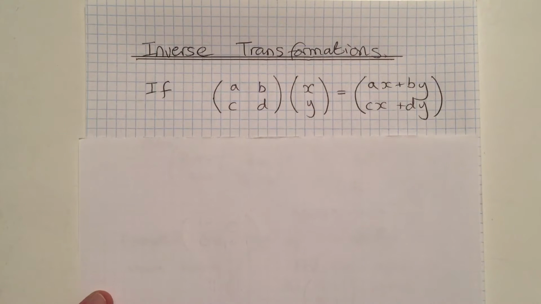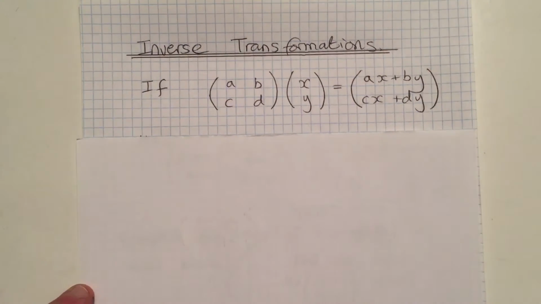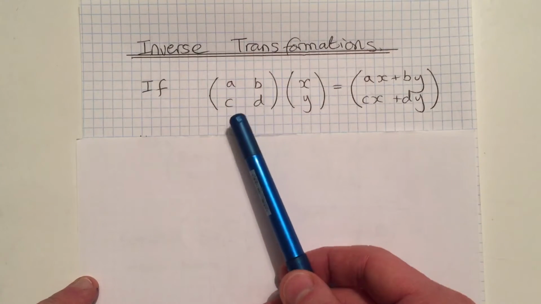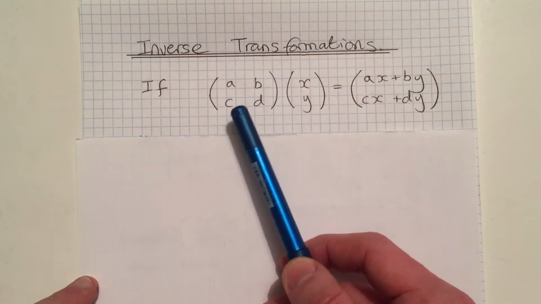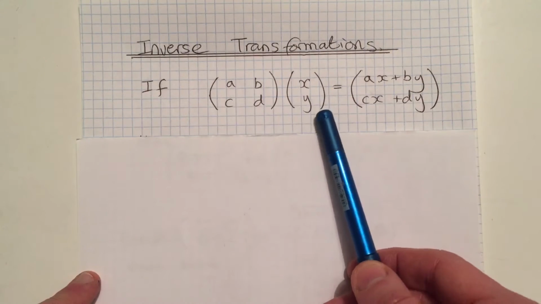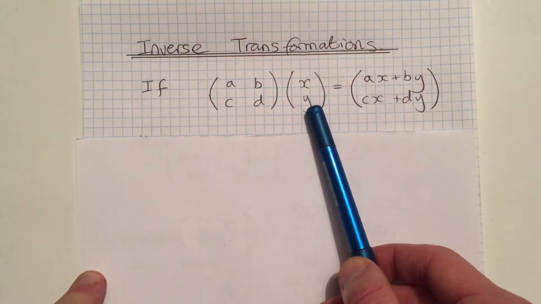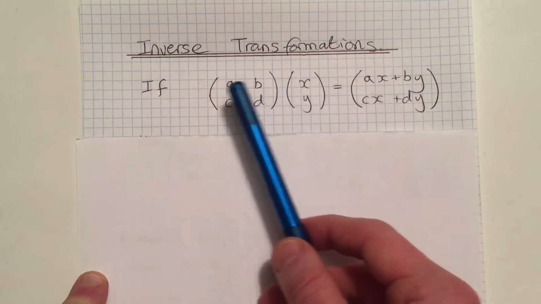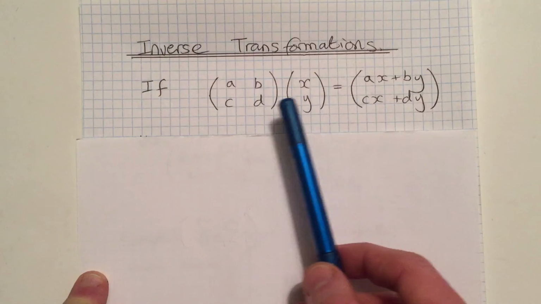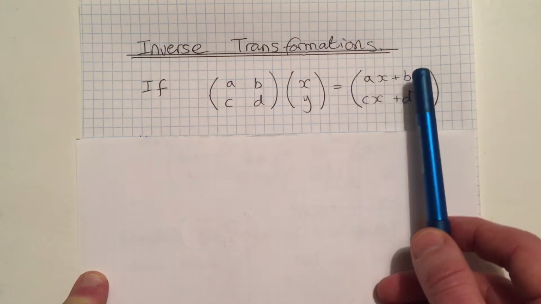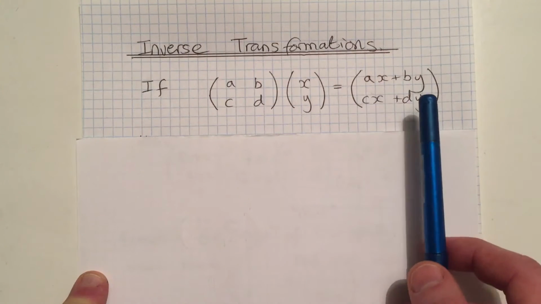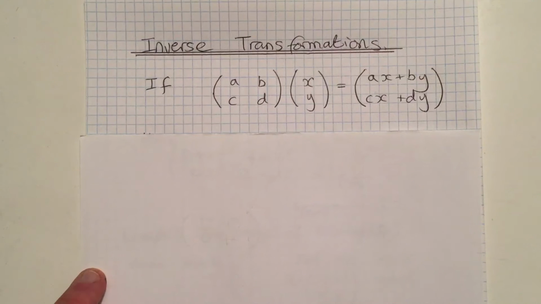So we've seen previously how we can represent all linear transformations in 2 dimensions using this 2 by 2 matrix A, B, C, D. And if we apply that to a coordinate x, y, then we get the image coordinate ax plus by, cx plus dy. So that is the x coordinate of the image coordinate, and this is the y coordinate of the image coordinate.